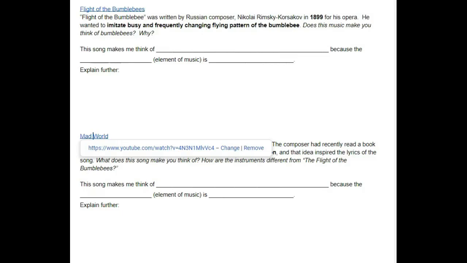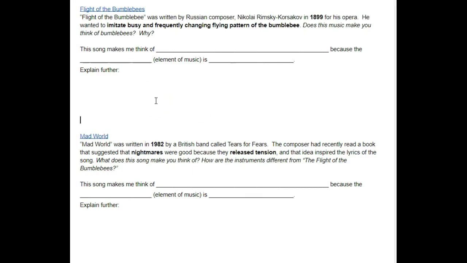We're now going to look at the elements of music in a second listening lesson. This one is going to focus on The Flight of the Bumblebees and Mad World, that are two different songs, definitely different in their styles as well.